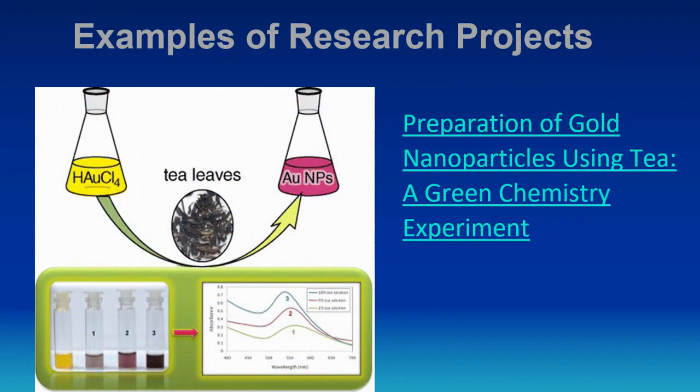To give better examples, here's an example where you could use gold chloride to make gold nanoparticles, which can then be used to make different kinds of chemical sensors. So in this example, students were using green tea to serve as the antioxidant that would help reduce the gold metal ions to gold nanoparticles.